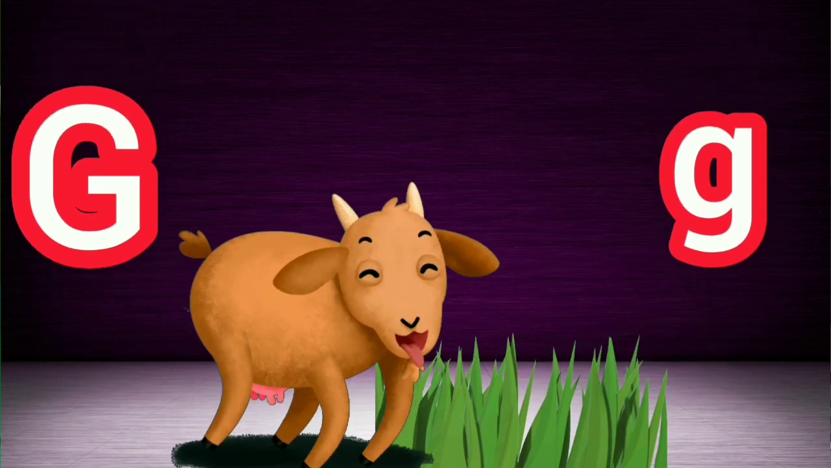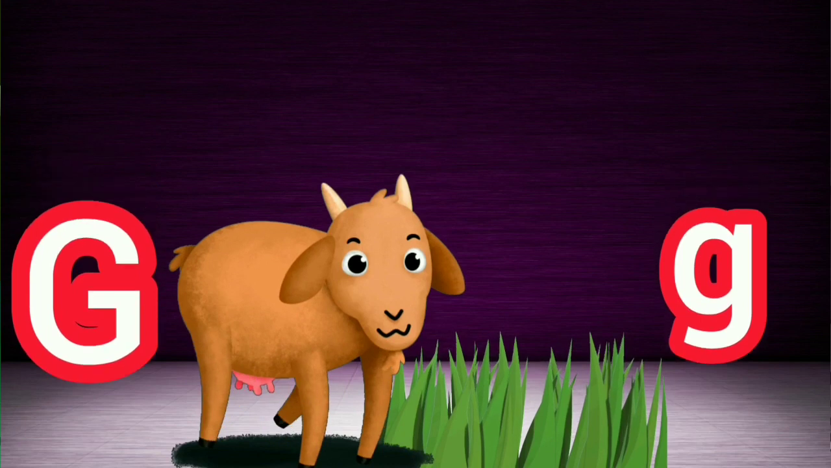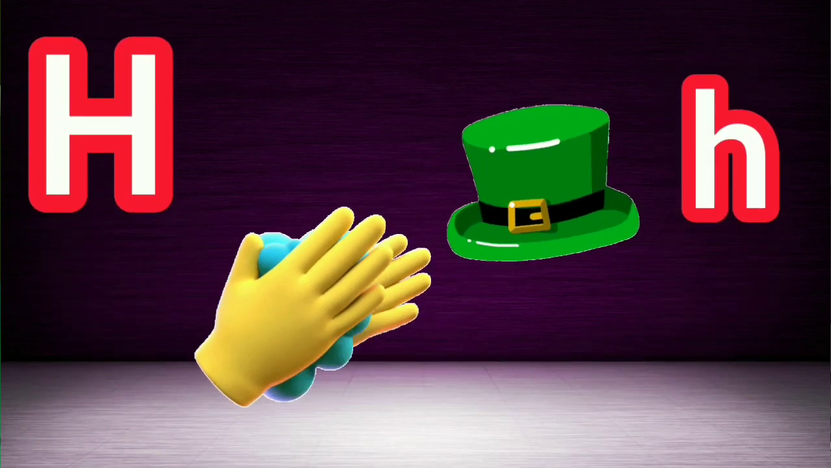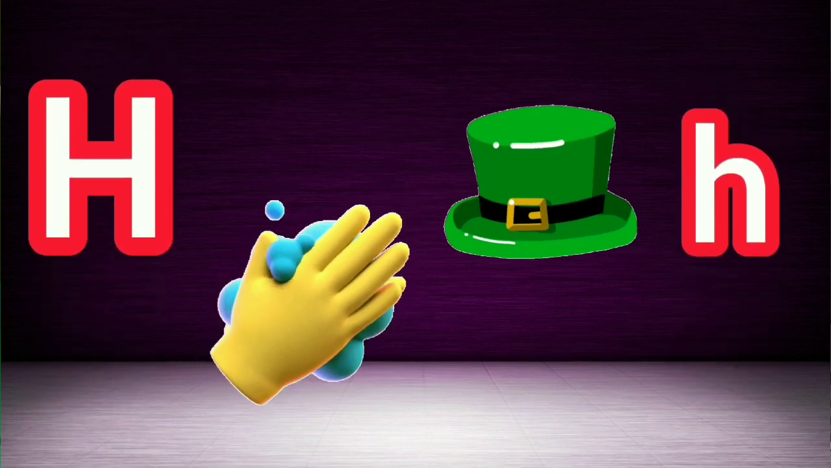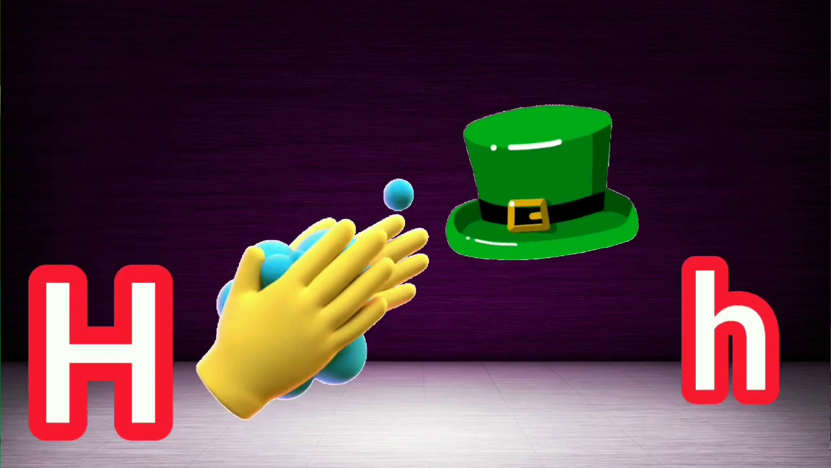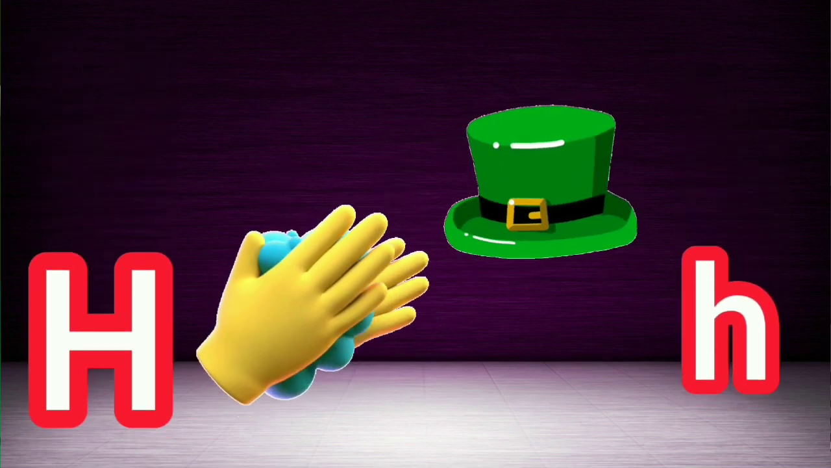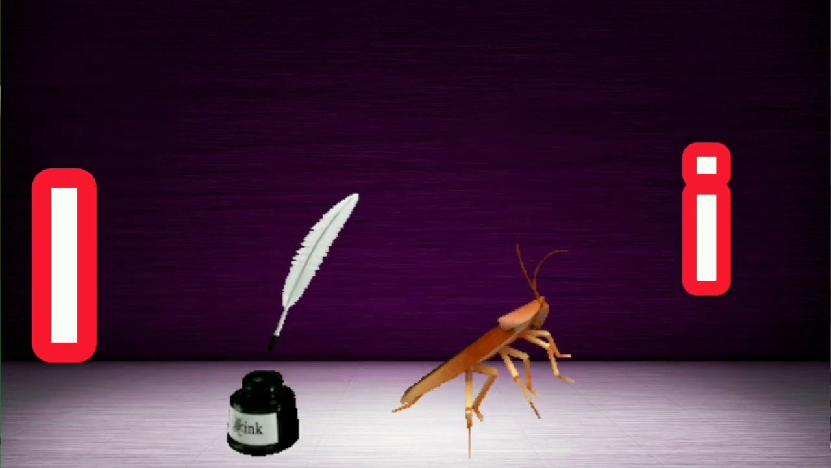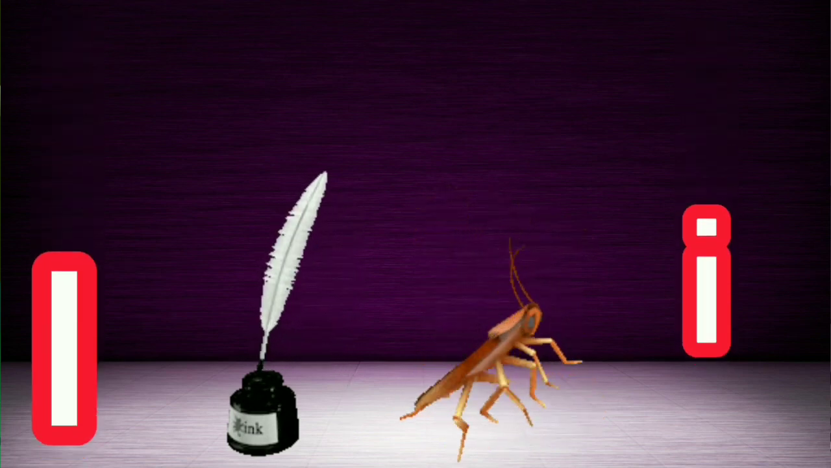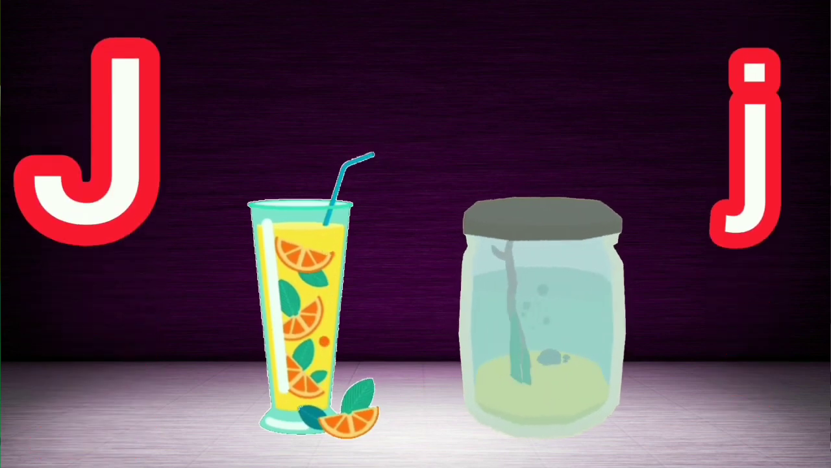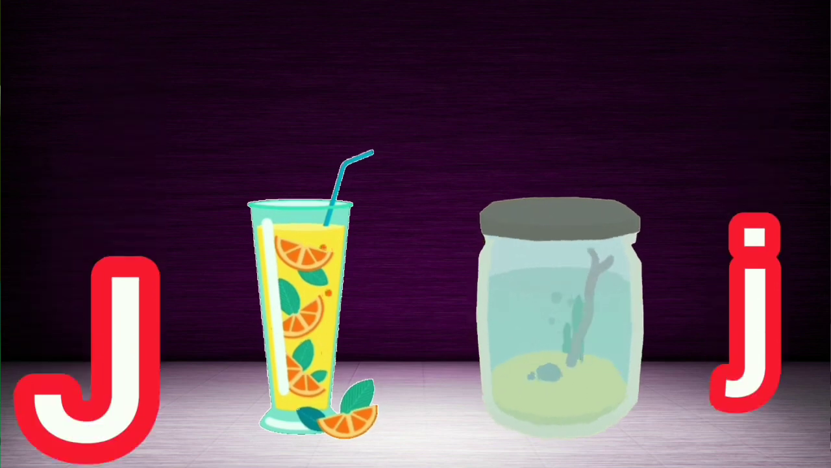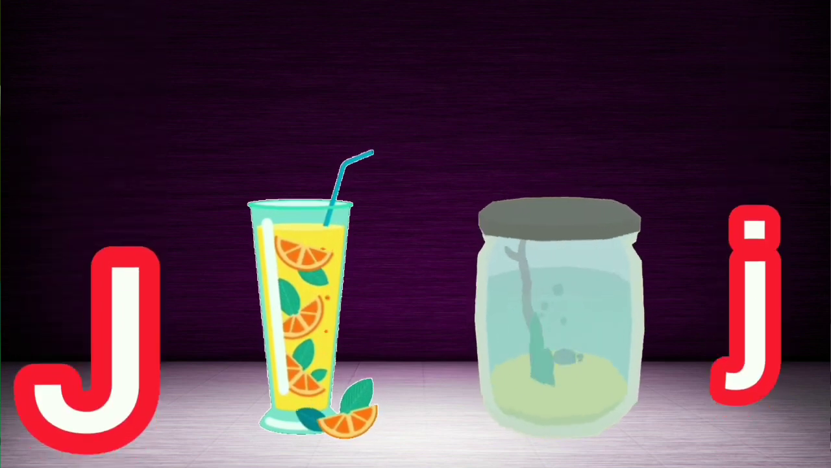G for goat and G for grass, G, G, G. H for hand, H for hat, H, H, H. I for ink and I for insect. J for juice, J for jar, J, J, J.